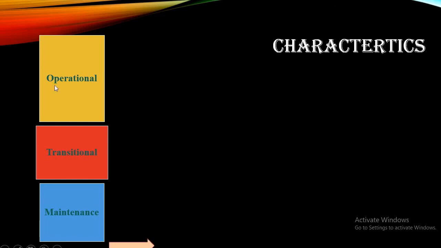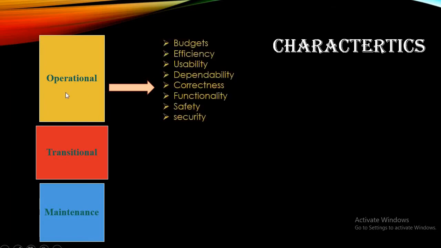Let me talk about the operational attribute first. What does the operational attribute do? It tells us how well software works in operation, and this can be measured using budget, efficiency of the software, usability, dependability, correctness, functionality, and how safe and how secure the software is.